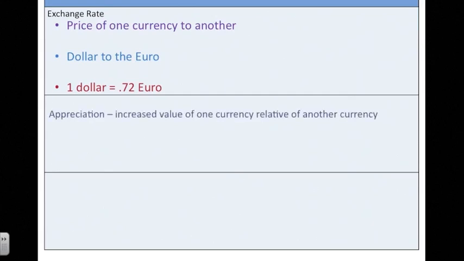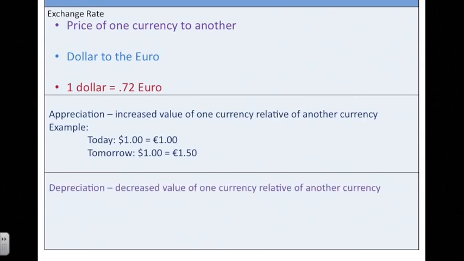When a currency appreciates, that means the value of that currency becomes stronger relative to another currency. For example, let's say that today $1 can purchase 1 euro. The exchange rate of these two currencies is equal. But then tomorrow I wake up and I read in the news or I go online and Google exchange rates and I see that $1 can now buy 1.5 euro. Well, from yesterday to today, the dollar increased in value. I can now buy more euros than I could buy the previous day.